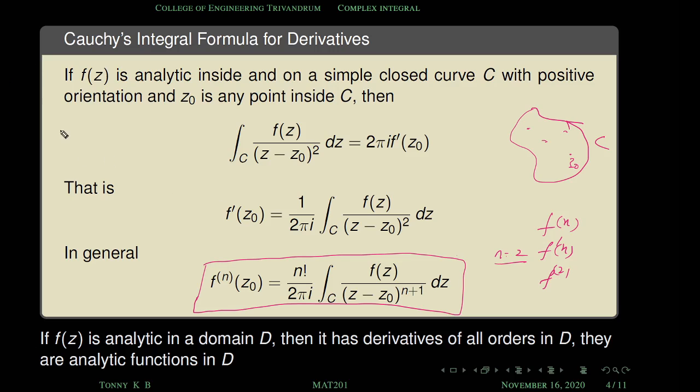Okay, we can conclude like this. If f of z is analytic in a domain D, then it has derivatives of all orders in D and they are analytic in D, because it is differentiable in the domain D means it is analytic in D. That's a direct consequence of the definition of analyticity. Anyway, the main point of this result is if a function is analytic inside and on a simple closed curve C, then all the derivatives of f of z exist and we can find that derivative using this formula.